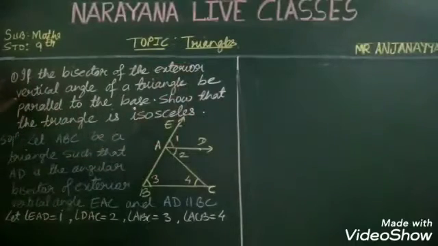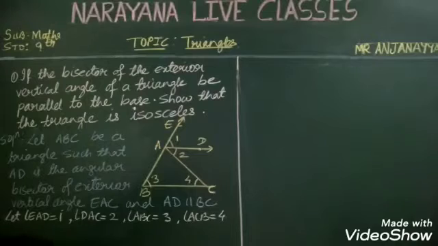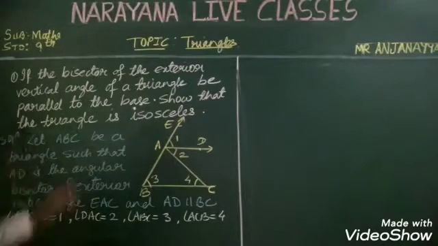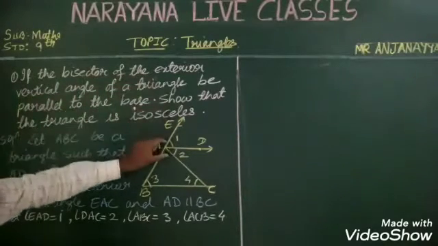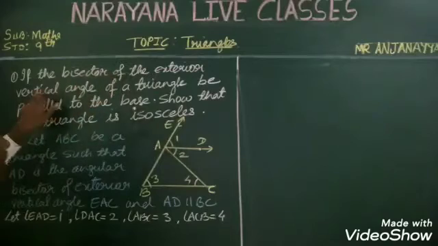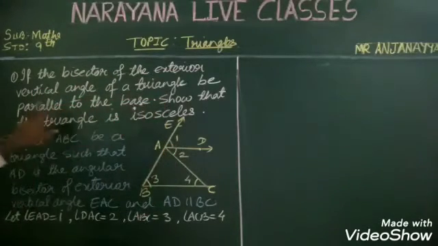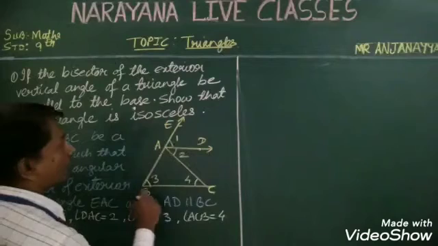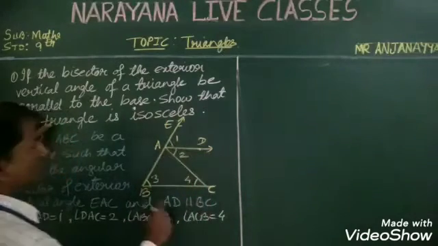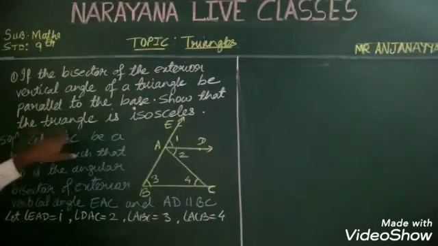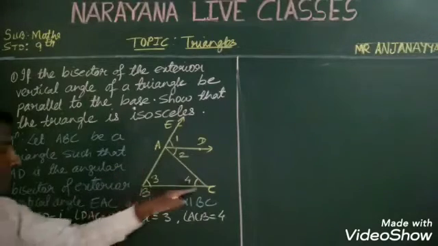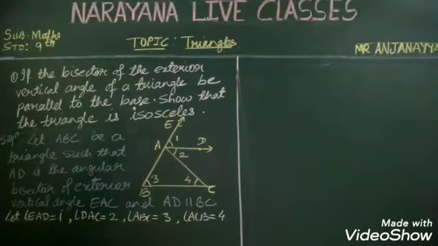And in this first sum, they have given us: if the bisector of the exterior vertical angle of a triangle be parallel to the base, then show that the triangle is an isosceles triangle. I have to prove triangle ABC is an isosceles triangle. I have to prove this.